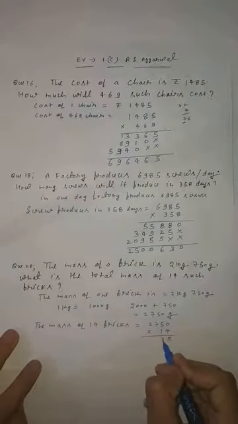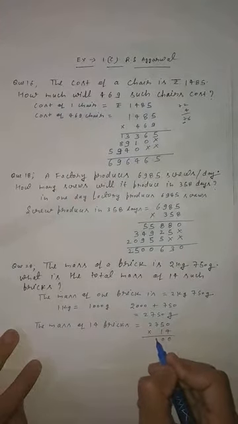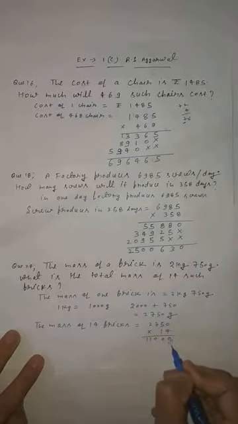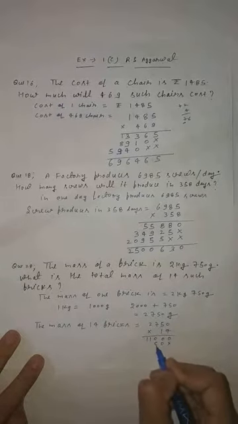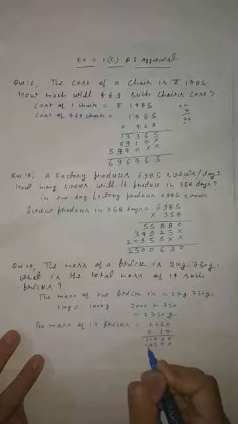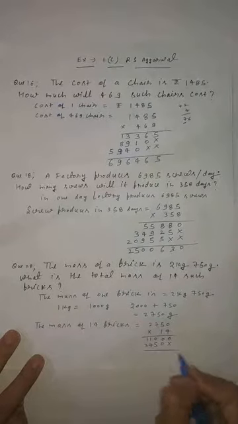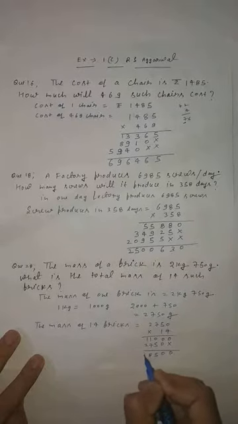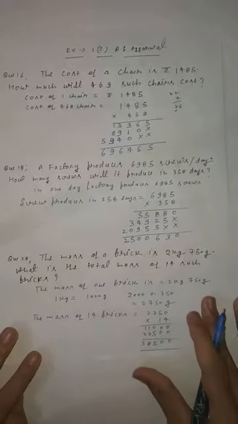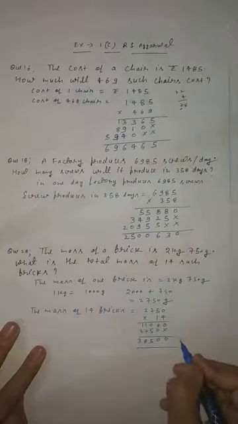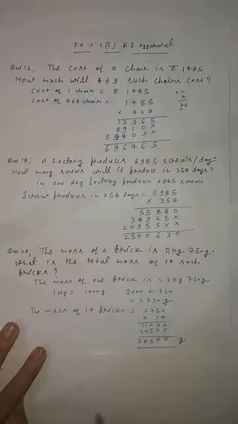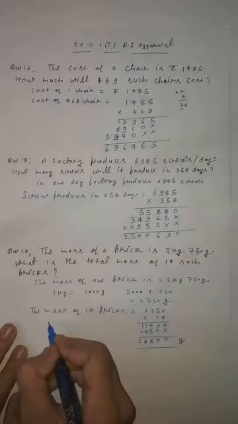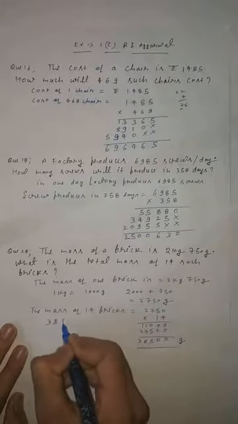4 5 are 20, 4 7 are 28 plus 2 is 30, 4 2 are 8, 8 plus 3 is 11, 1 5 are 5, 1 7 are 7, 1 2 are 2. Clear students? So this will become 38,500. This is your answer in gram. Now you have to find out in kilogram and gram.